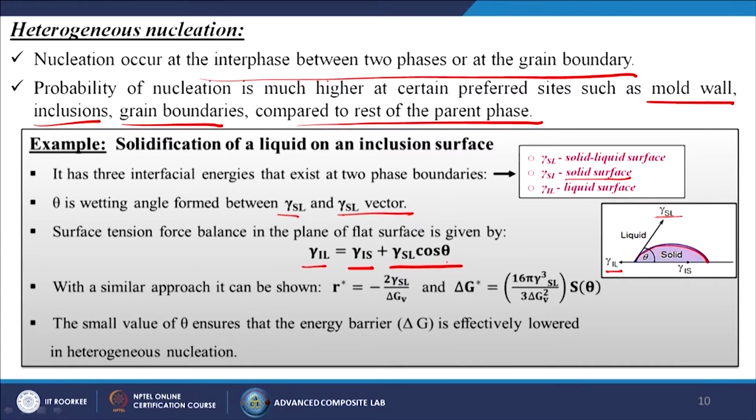With a similar approach, it can be shown that r prime is equal to minus 2 gamma SL by del GV, and del G prime is equal to 16 pi gamma cube SL by 3 del GV square into S theta. So, a small value of theta ensures that the energy barrier del G is effectively lowered in heterogeneous nucleation.